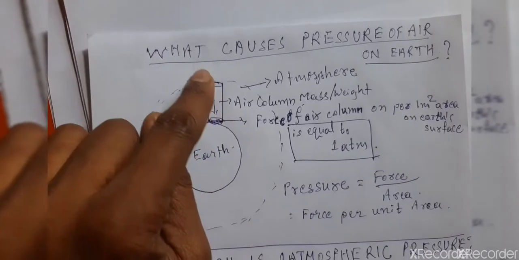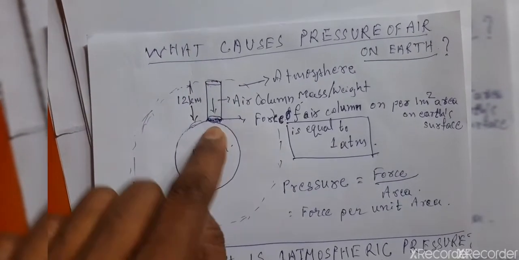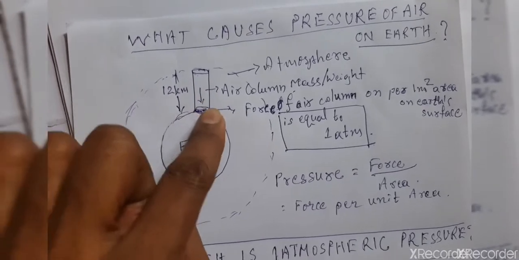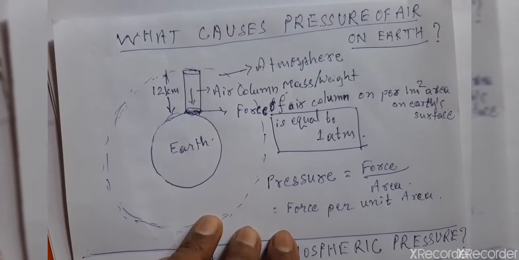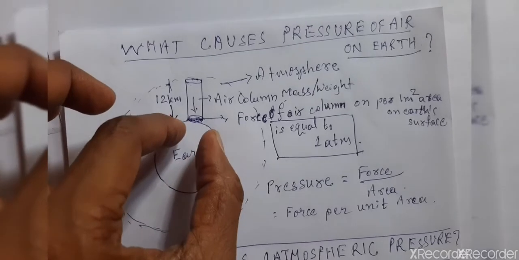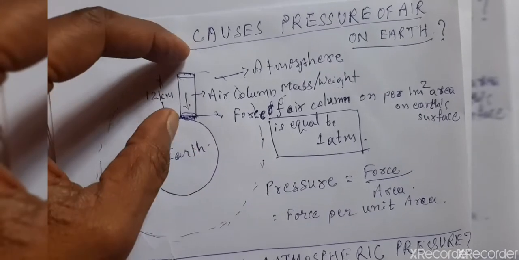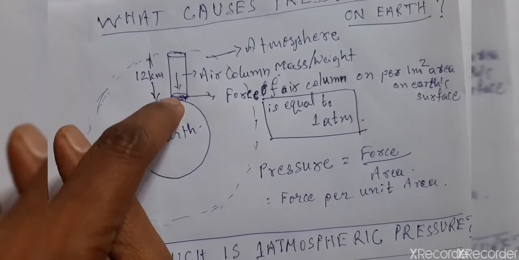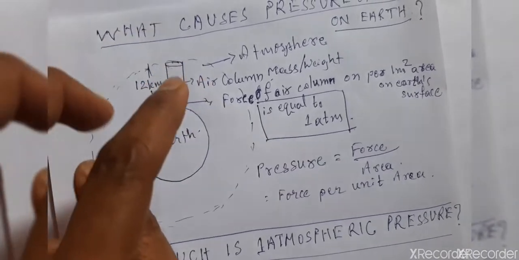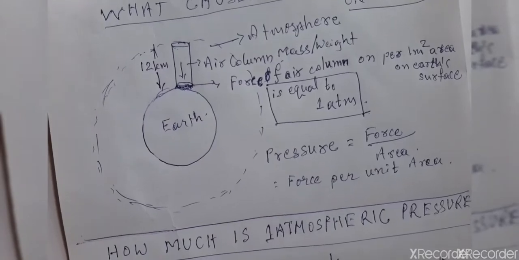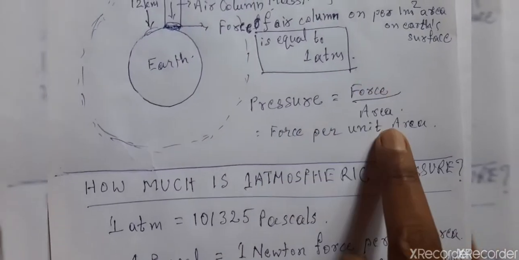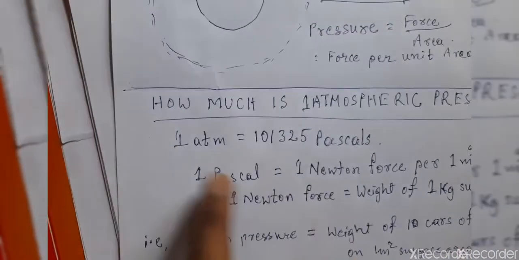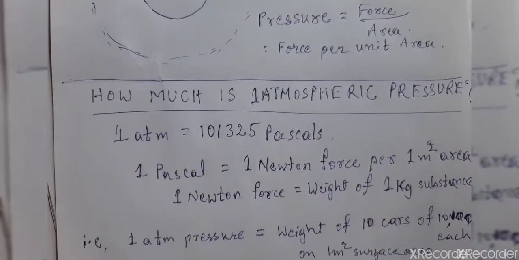Now, if you imagine the air column of the atmosphere, it puts a pressure on unit surface area on the earth. Now, the force of this air column on 1 meter square area of the earth's surface itself causes the 1 atmospheric pressure. So pressure is equal to force per unit area. Now, how much is 1 atmospheric pressure?